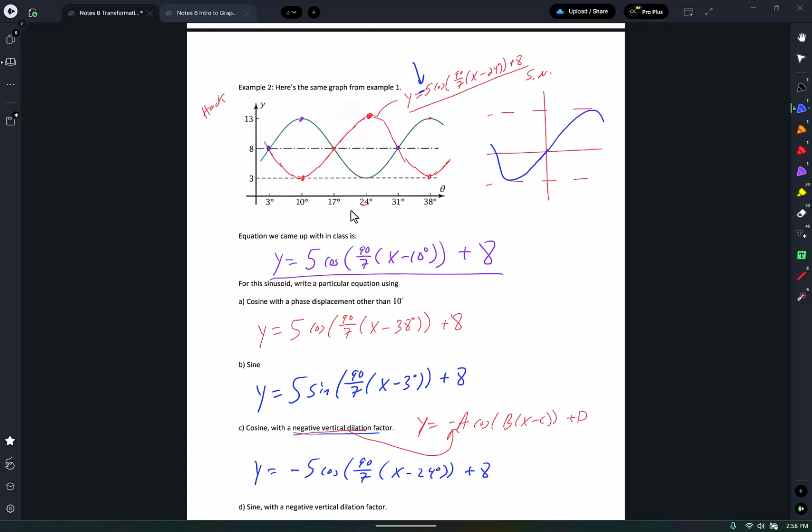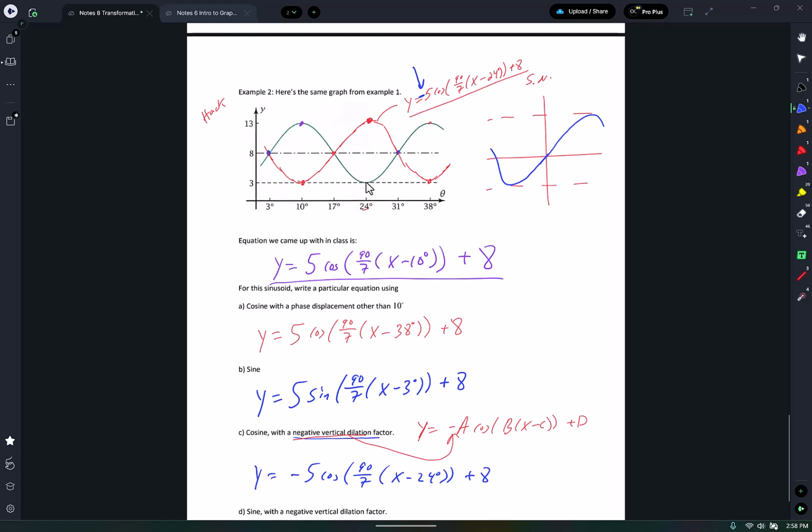I'm sorry, which graph are we, like? We want the green one. But what I did was I got the red one first. And then what happens when I put that negative there? It turns the max into a min because it's like reflecting. You know what I mean?